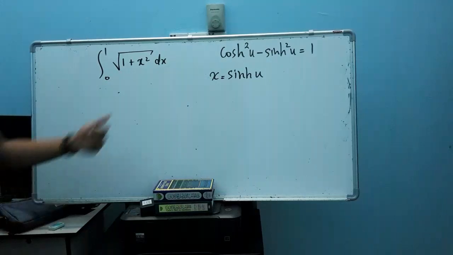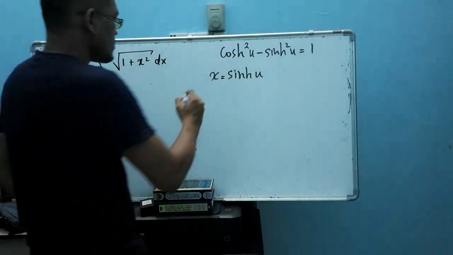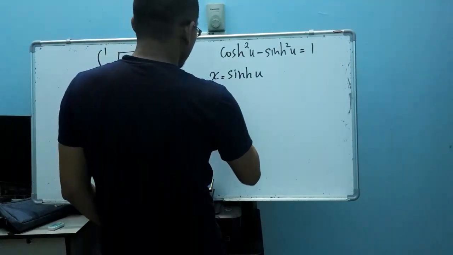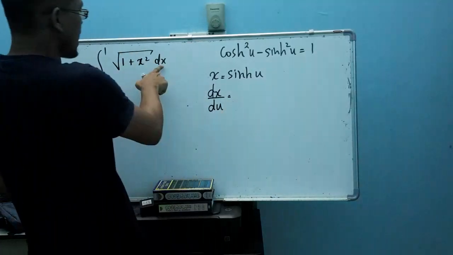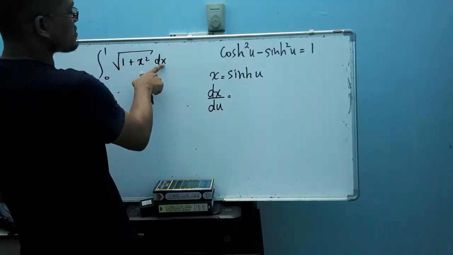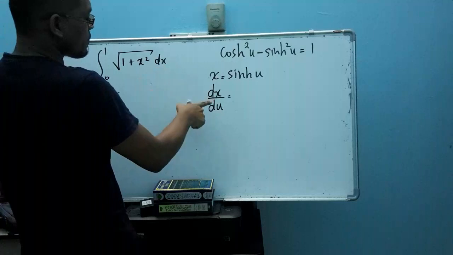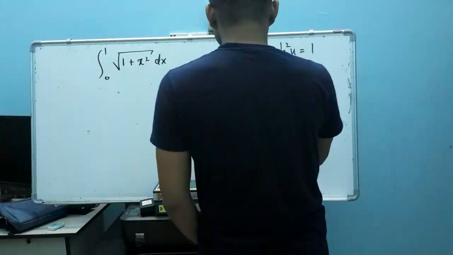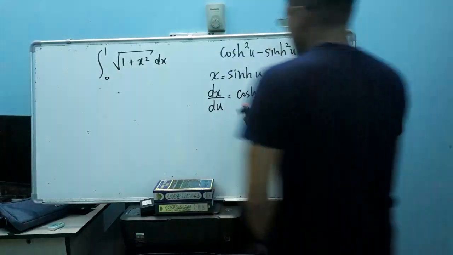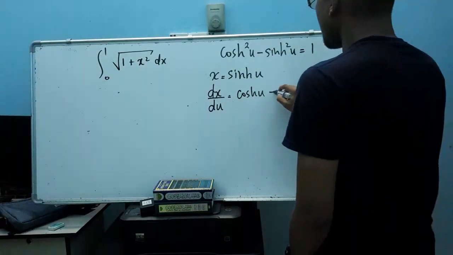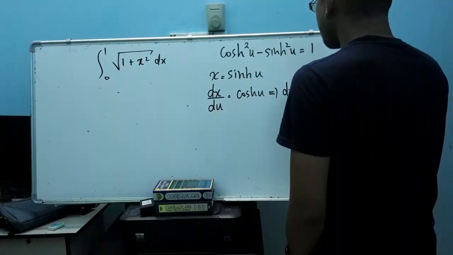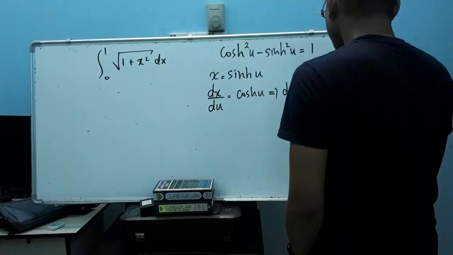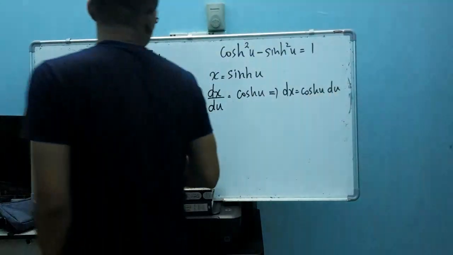Now after I let x equal to sinh u, I will substitute this variable here. After that I need to find dx/du. Why do I need to find dx/du here? Because I need to substitute this one also, because I have a dx. So when I find dx over du, what is it? I will have cosh u. So my dx here is equal to cosh u du.